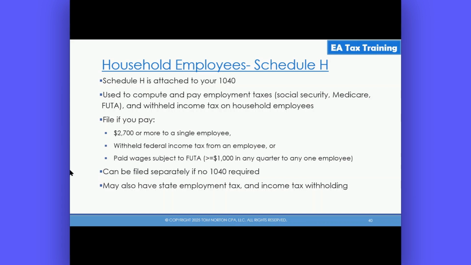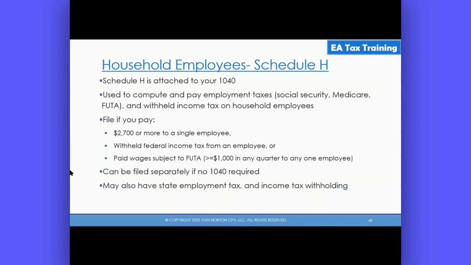You are required to file a Schedule H if you are required to file a W-2. So it's the same exact rules if you paid $2,700 or more, or if you withheld federal income tax. So if you were required to file a Form W-2, then you are also going to be required to complete Schedule H. Also, even if you didn't have to file a W-2, if you paid wages of $1,000 or more in any one quarter to any one employee, then you have to file Schedule H and pay that FUTA tax.